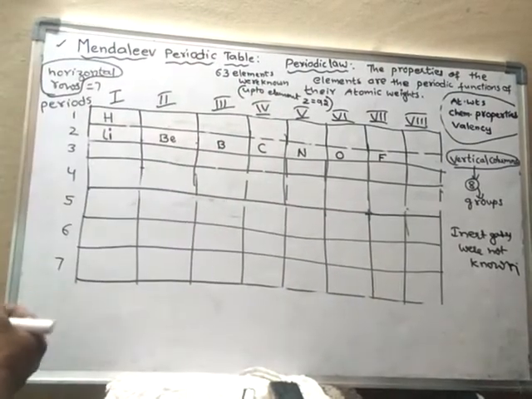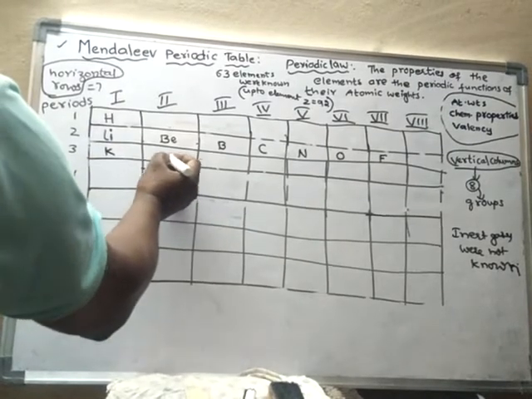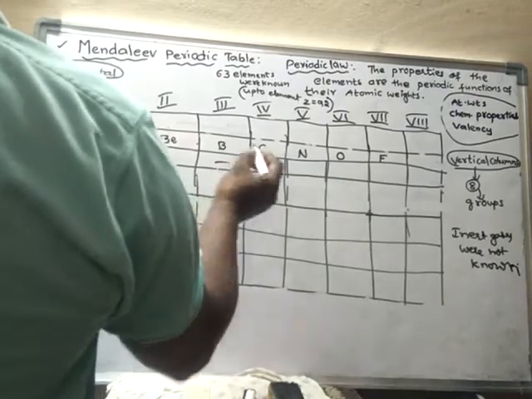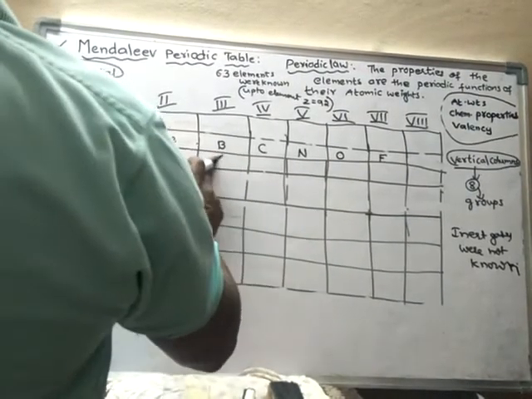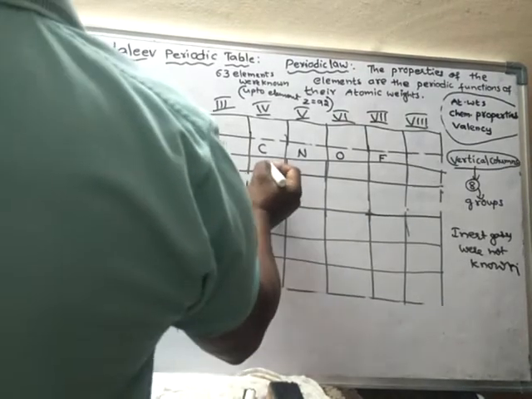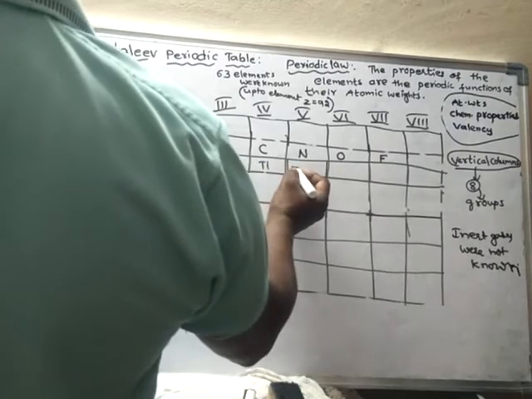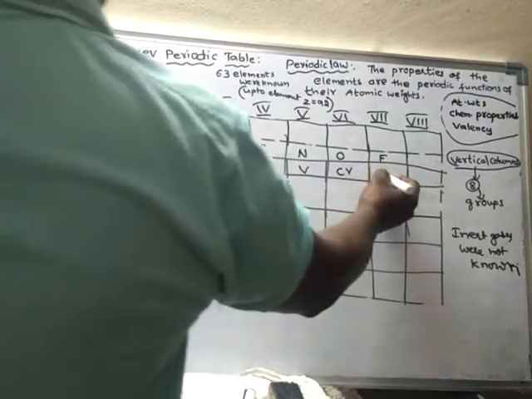Next is potassium, calcium. He left a gap. Next, titanium, vanadium, chromium, manganese.